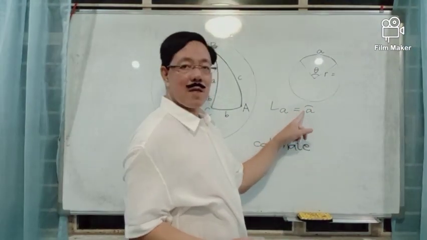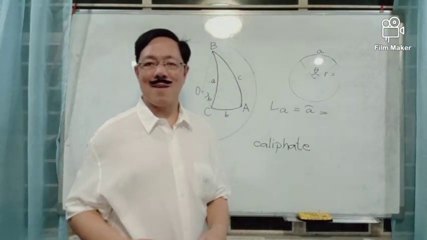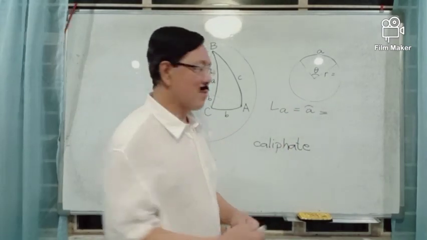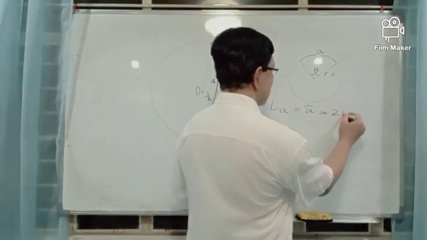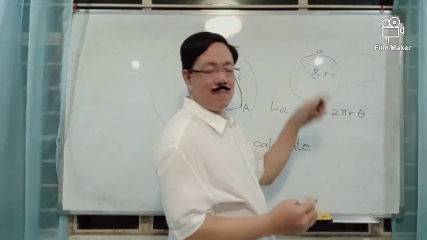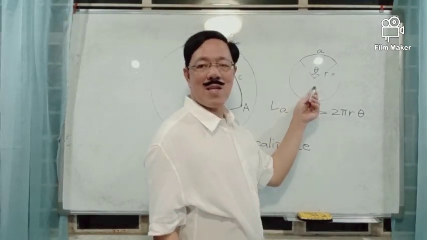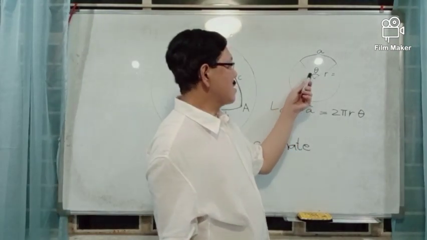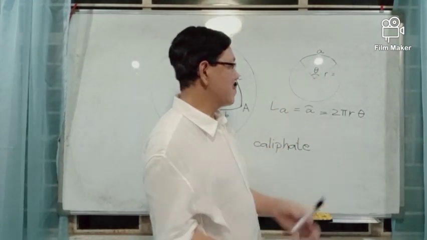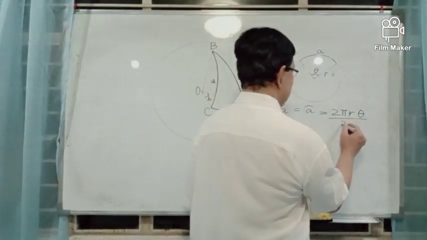the length of arc A is equal to the circumference of the circle. The circumference of the circle with radius R is given by 2 pi R. Multiply by the central angle theta. It's a central angle because its vertex is at the center of the circle, and it is the angle subtended by the arc at the center of the circle, and divide by 360 degrees.